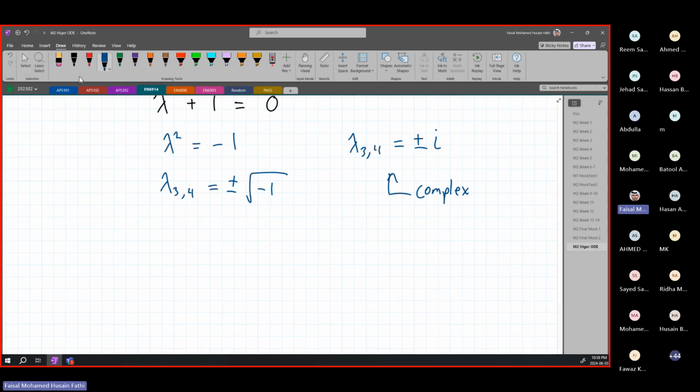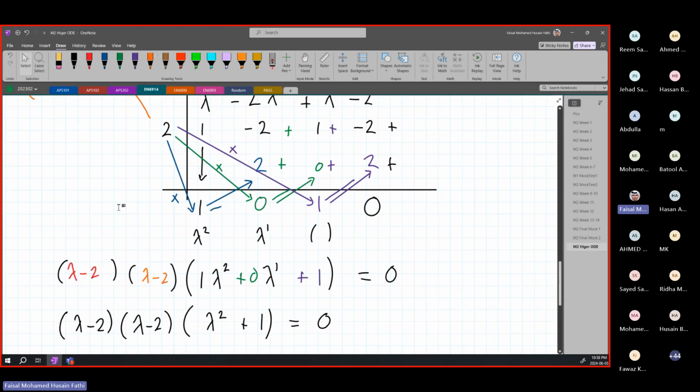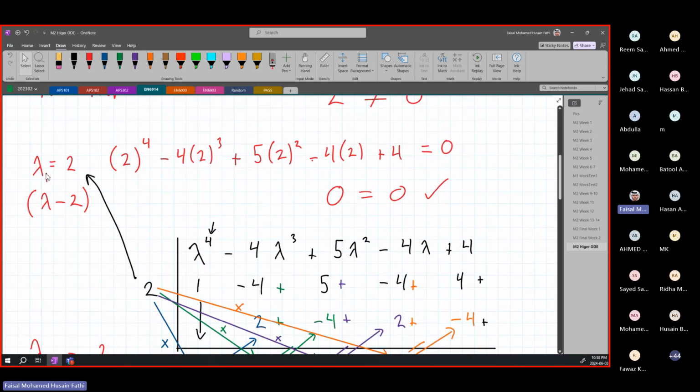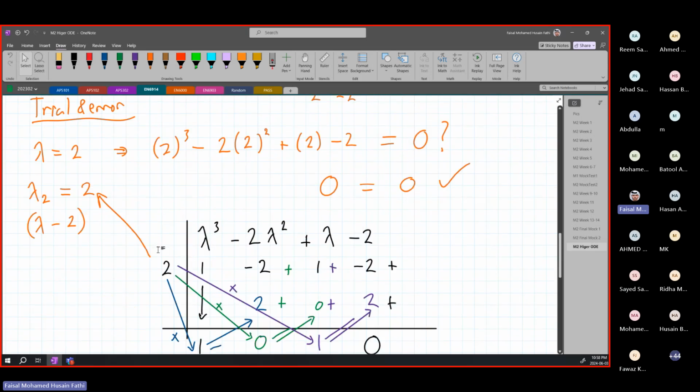So let's rewrite all of our lambdas again. So we have lambda 1, which was the red lambda. Lambda 1 is equal to minus 2, or sorry, plus 2. All right, lambda 1 was equal to plus 2. And lambda 1 was the one we got at the very beginning over here. We found that lambda 1 is equal to 2 because of the plugging in, and we got 0 equals 0. This is our first root.